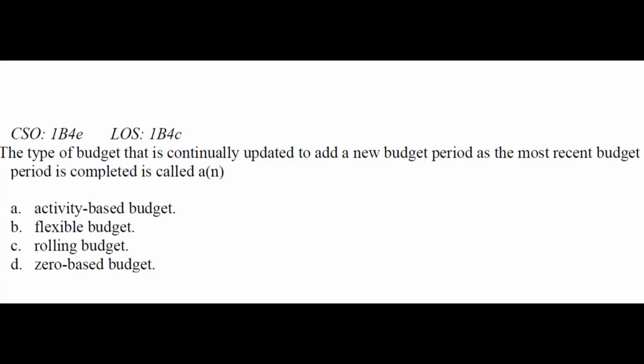The key phrase in the question is "continually updated to add a new budget period as the most recent budget period is completed." This describes a budgeting system that never ends. As one budget period, for example 1 month or 1 quarter, expires, another future period is added so that management always has a budget covering the next fixed planning horizon, such as the next 12 months. This continuous updating allows organizations to respond more quickly to changing business conditions and maintain a forward-looking planning perspective.